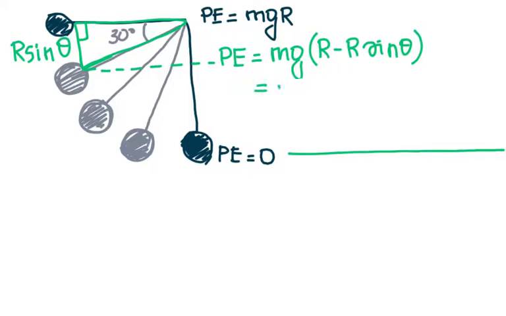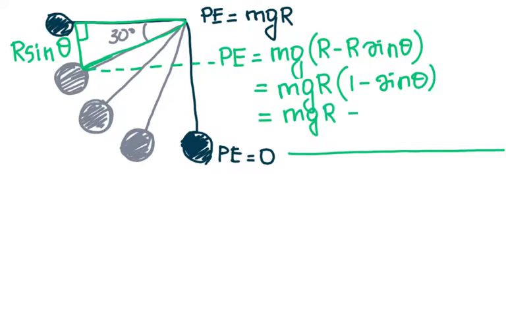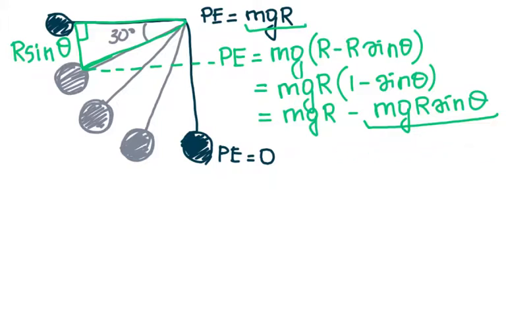So it's equal to mg. If I take r out, I have 1 minus sine theta, or in other words, I have mgr minus mgr sine theta. So you see, this is how much potential energy is lost compared to what we used to have. Then that is how much energy I have now in the kinetic energy.